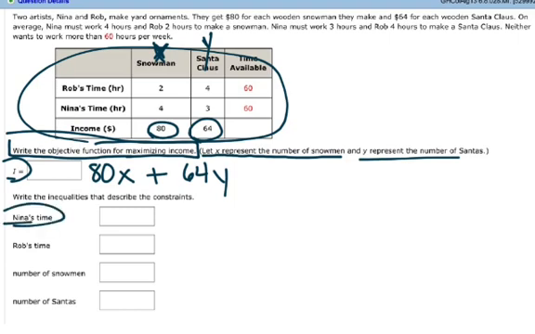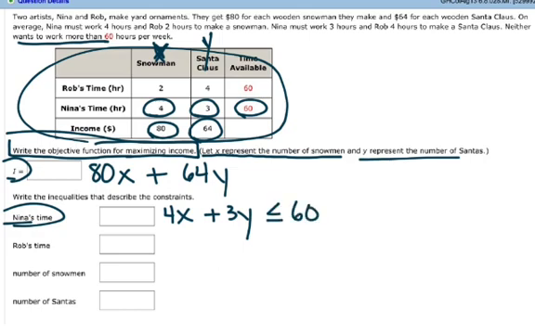Now here it says Nina's time. Remember, it took Nina 4 hours to make every snowman, so I would write that as 4x. And it takes her 3 hours for every Santa. But she doesn't want to work any more than 60 hours. It says neither wants to work more than that, so they want to work less than or equal to 60.